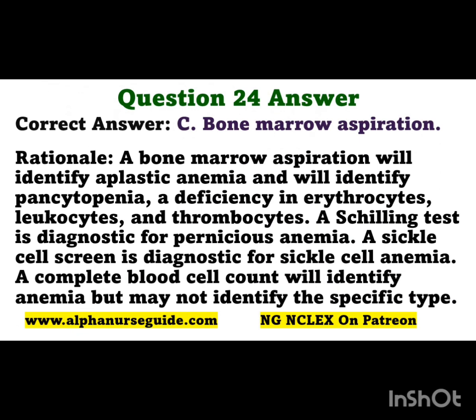The correct answer is C. Bone marrow aspiration. Rationale: a bone marrow aspiration will identify aplastic anemia and will identify pancytopenia, a deficiency in erythrocytes, leukocytes, and thrombocytes. A Schilling test is diagnostic for pernicious anemia. A sickle cell screen is diagnostic for sickle cell anemia. A complete blood cell count will identify anemia but may not identify the specific type.